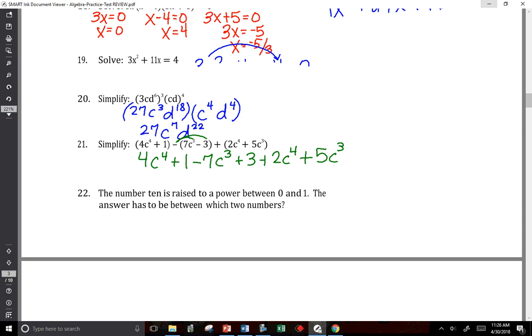Okay, the number 10 is raised to a power between 0 and 1. So our answer is going to be somewhere between 10 to the 0 and 10 to the 1. So what is 10 to the 0? 1. And what's 10 to the 1? 10. So our answer is going to be somewhere between 1 and 10.